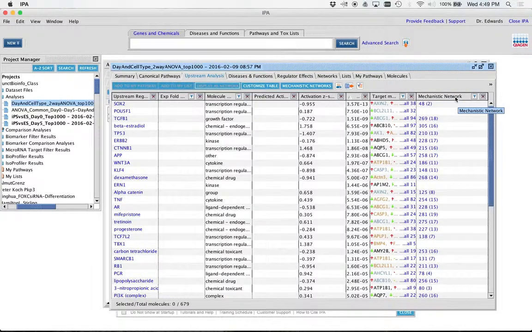Now here's where you put the godfathers together. This last column, mechanistic network. What it does is instead of grouping the genes based on their relationships, it's grouping all these upstream regulators into their own networks. This is where you get to the skeleton of all the gene expression. This is the heart of all the things that make all your stuff change. Click on that.